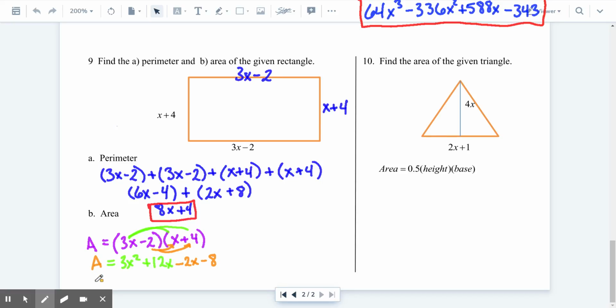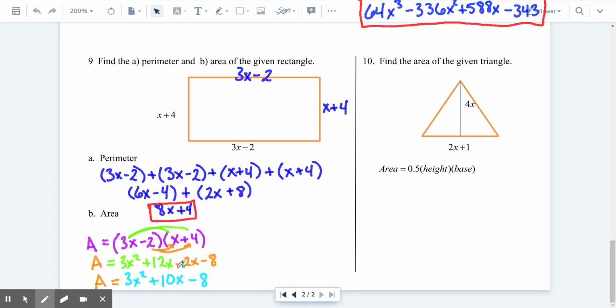So let's go ahead and simplify this just one more time. And we should end up with 3x squared in the beginning. In the middle, we have a plus 12x and a minus 2x. That's plus 10x. And at the end, we have a minus 8. That would be our simplified expression. So if we wanted to know the area of the rectangle, if we know the x value, we can put that x value here, and that would tell us the area.